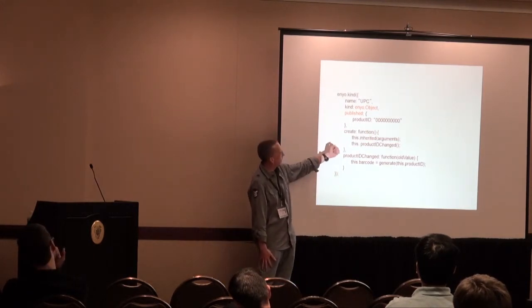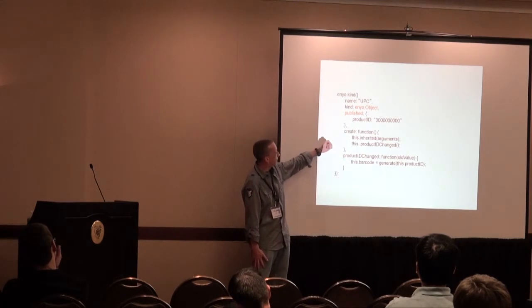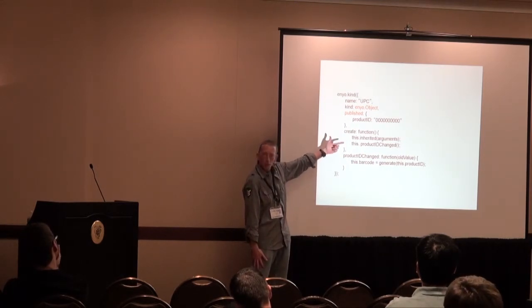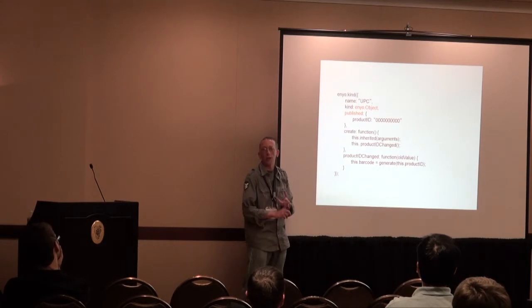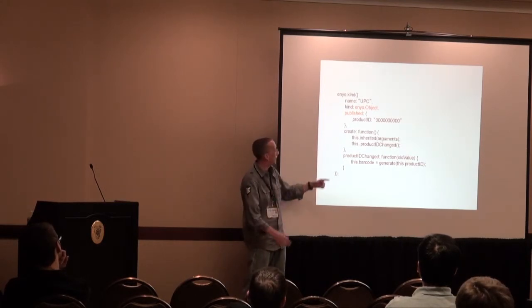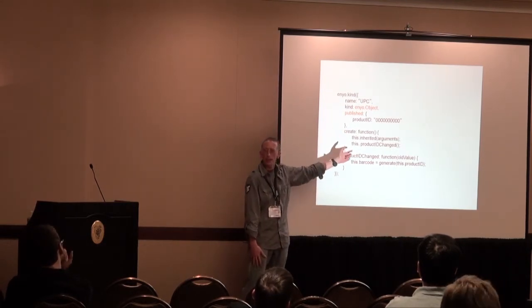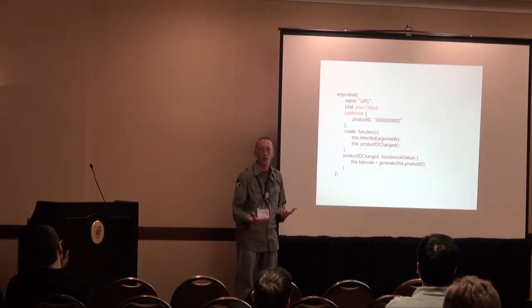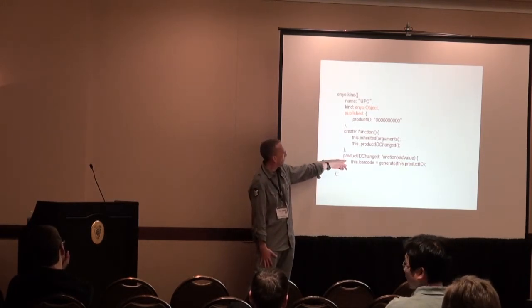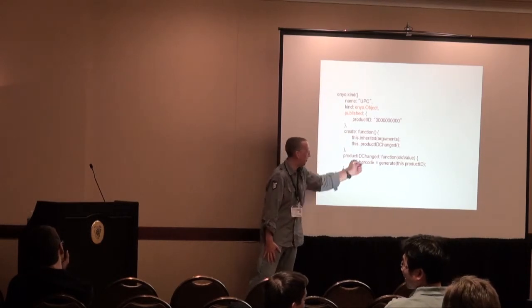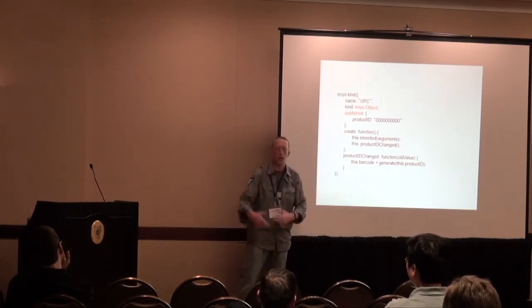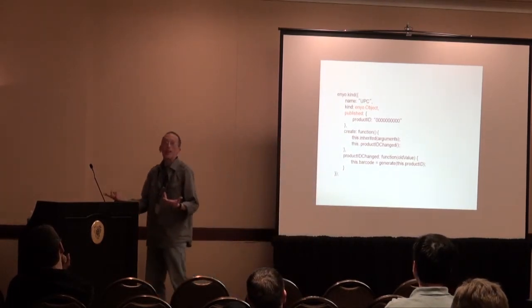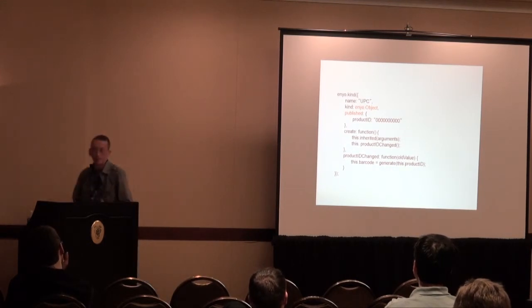Okay, so what it does is every published property gets an automatic setter or getter method. So there's an automatic set product ID or get product ID method that's generated whenever I create this kind. I can also provide a property changed function, product ID change, to run every time I run set on the value and it changes.